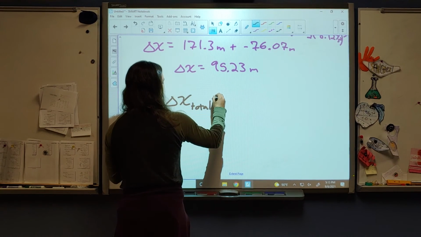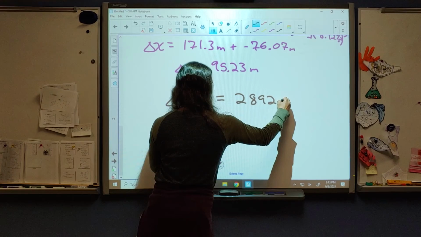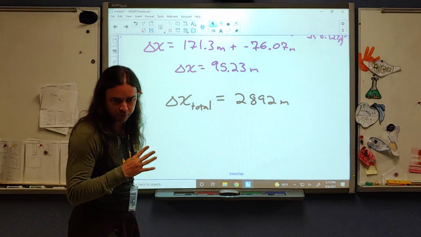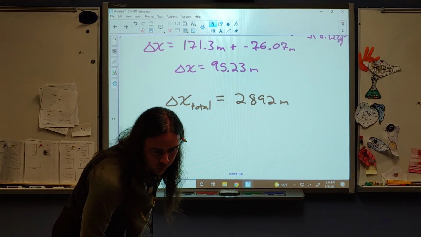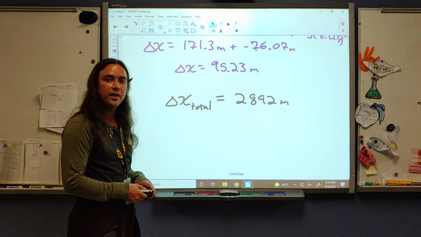And I get something in the ballpark of, when I add up all of our delta x's, I get delta x total of 2,892 meters. Technically 0.13, but 4 significant figures should be fine. Double checking, I've got 2,891.88, in other words, 2892. That is the answer that they have listed.